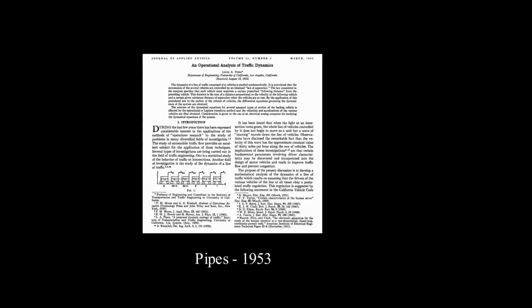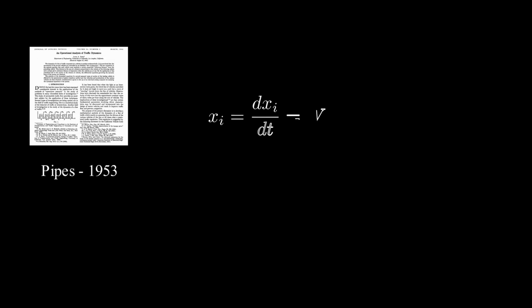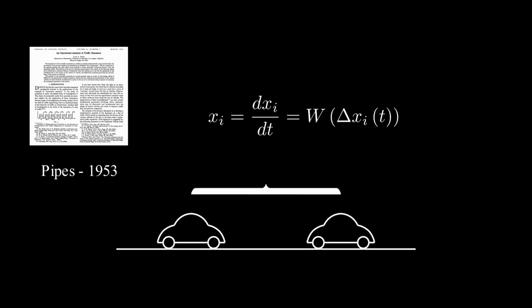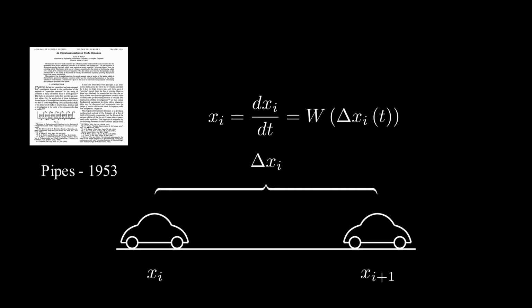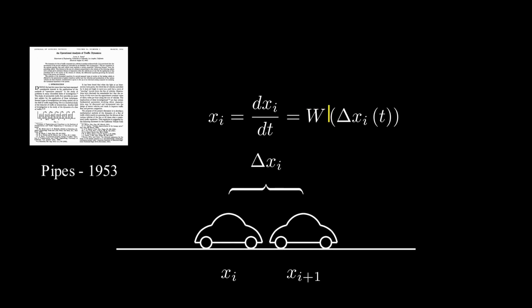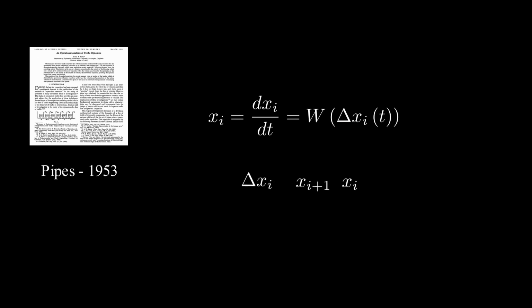Traffic flow modeling has been a field of interest since the early 1950s, where the first microscopic models started appearing. One of the first models was developed by Pipes in 1953. In this model, the velocity of some vehicle is based on the distance between the vehicle preceding it, expressed in this equation, where W here is some velocity function and the delta xi is the difference in positions between two adjacent cars. Several improvements were made to this model by introducing reaction time, delay, and other variables.